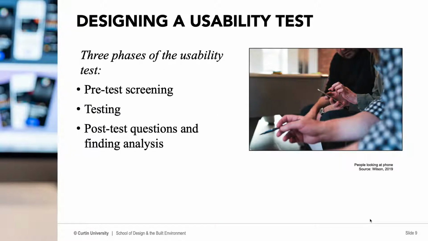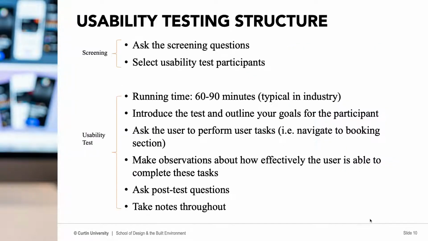Now, there are three phases of the usability test and three aspects that you need to consider while you're setting up, designing and creating a usability test. There's the pre-test screening, which happens before the test even happens. There's the actual in-test time, so during testing, and then there's the post-test questions and analysis that you undertake. So these three stages encompass all those aspects of the usability test.